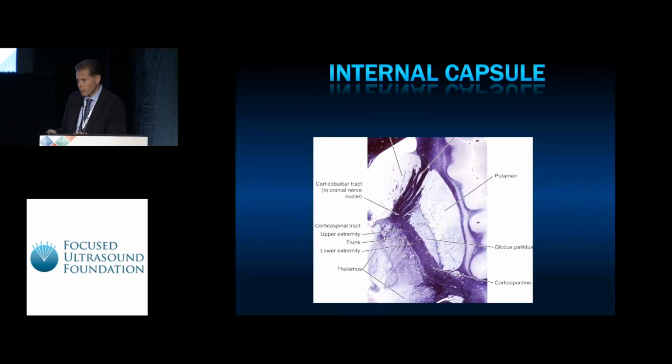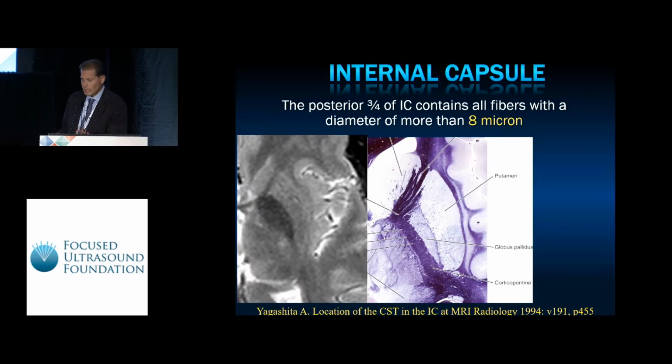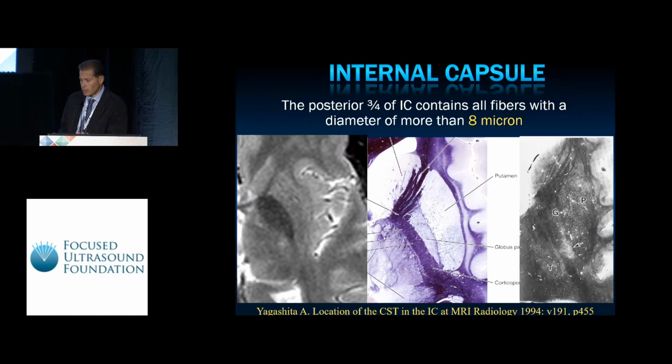If we perform a Weigert staining of the posterior capsule, we won't see great differences inside it. But we know that sometimes in normal T2 images we see a faint hyperintensity in the posterior three-quarters of the posterior internal capsule. This is because there are very big axons in this region, which are 3 or 4 times bigger than other axons in the internal capsule.